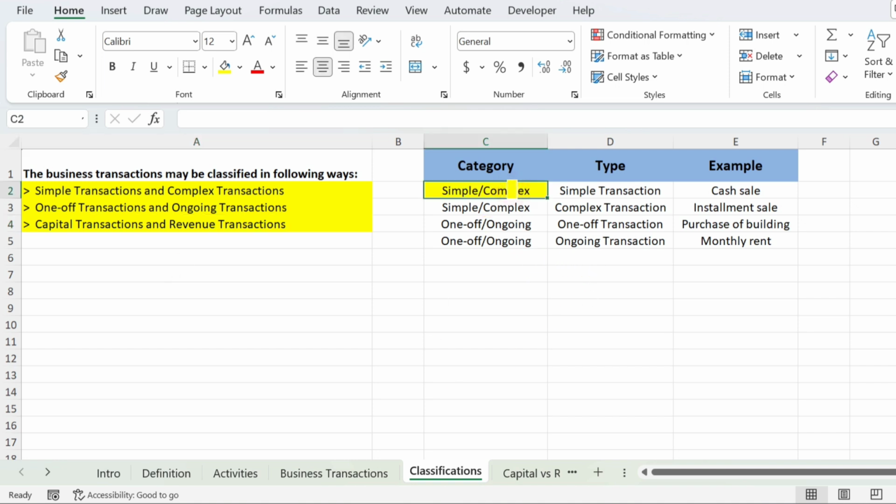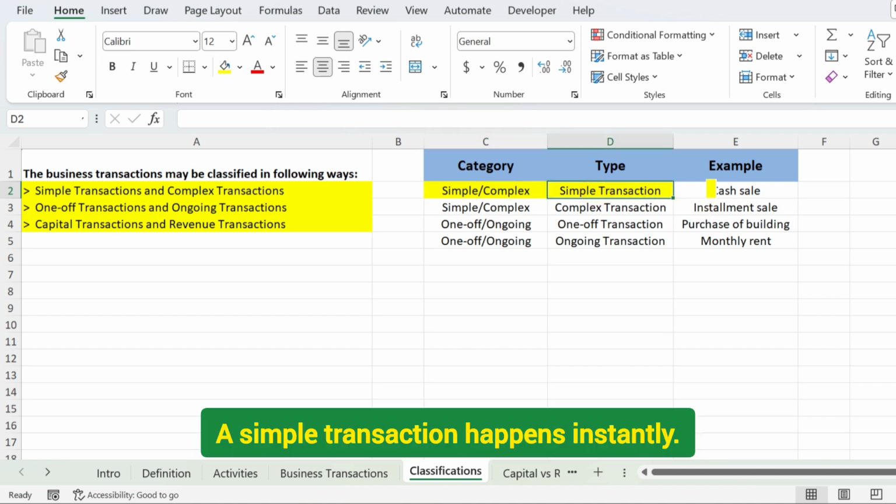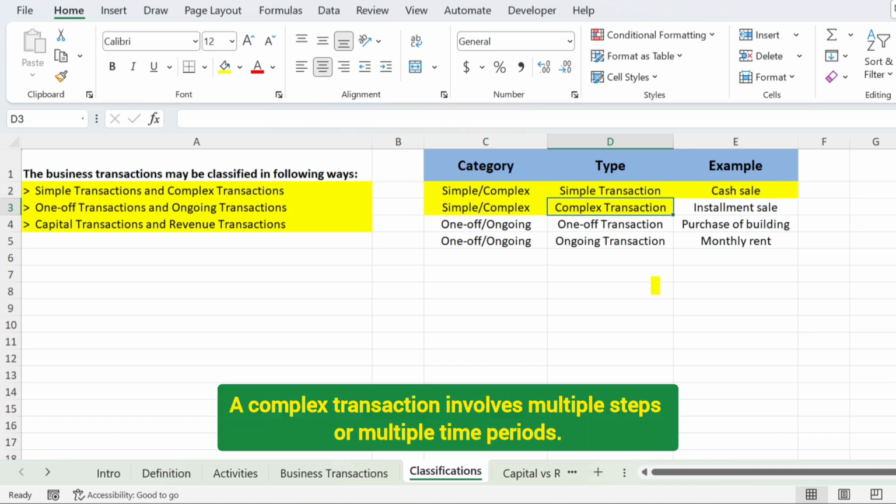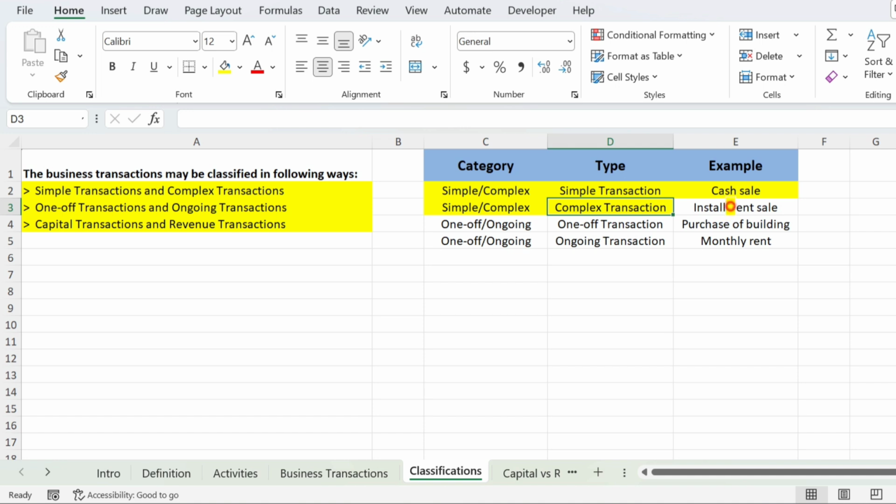First is the category simple and complex transactions. Type is simple transaction. A simple transaction happens instantly, for example, selling goods and receiving cash immediately. Next is the simple and complex category, and type is complex transaction. A complex transaction involves multiple steps or multiple time periods. For example, selling goods through an agent and receiving payment in installments with interest.